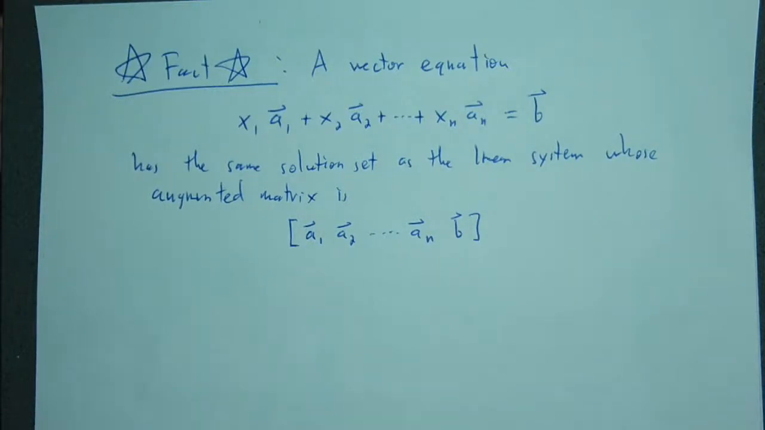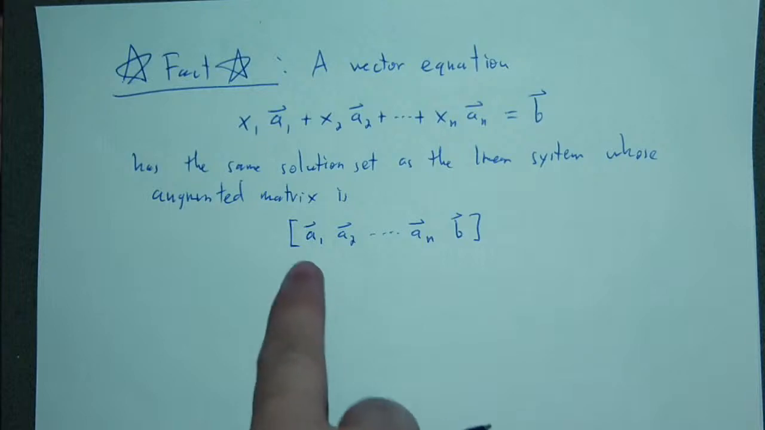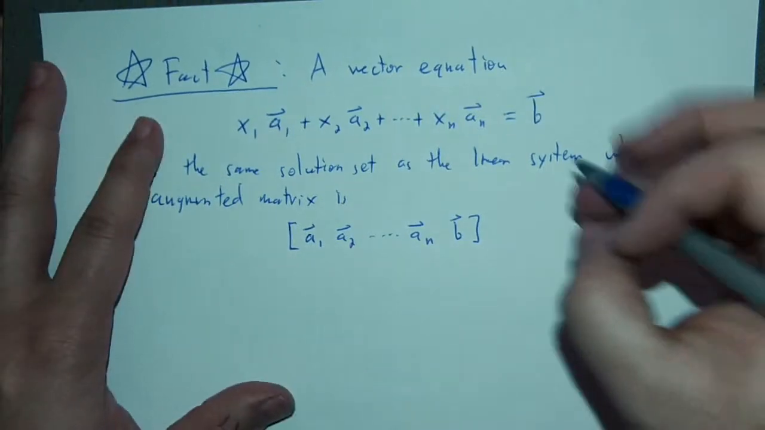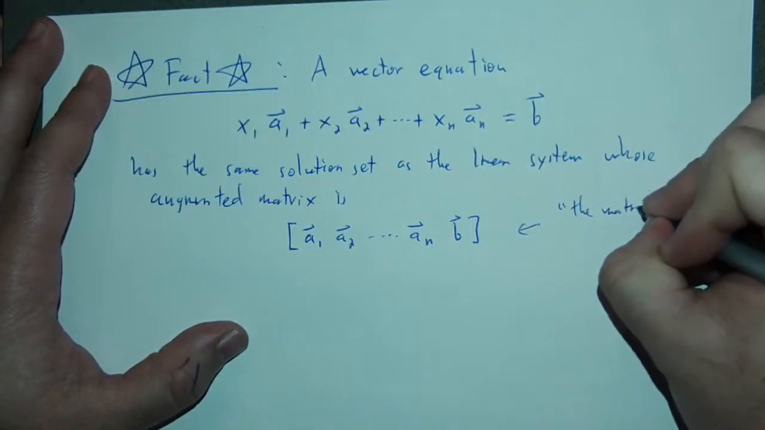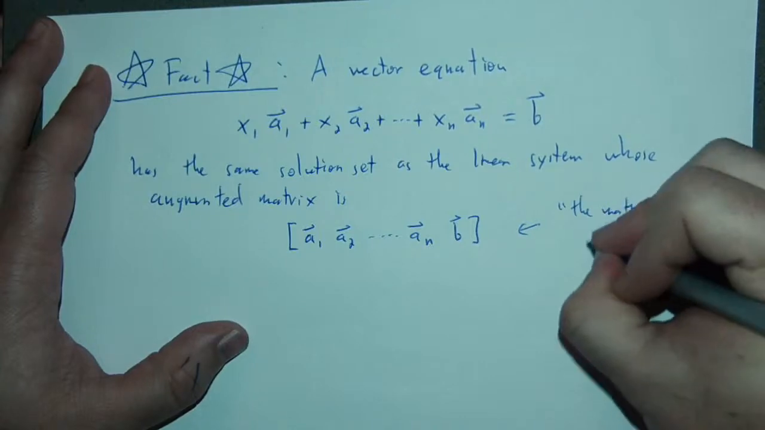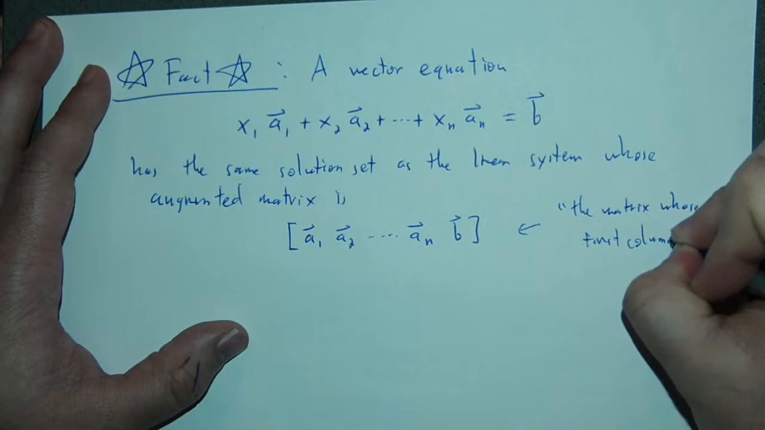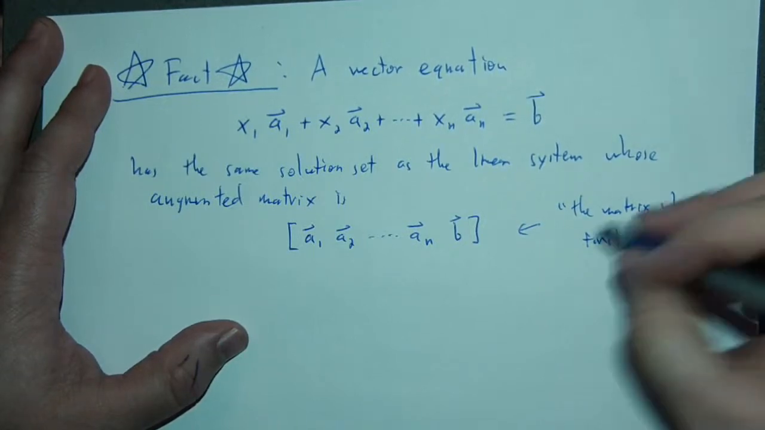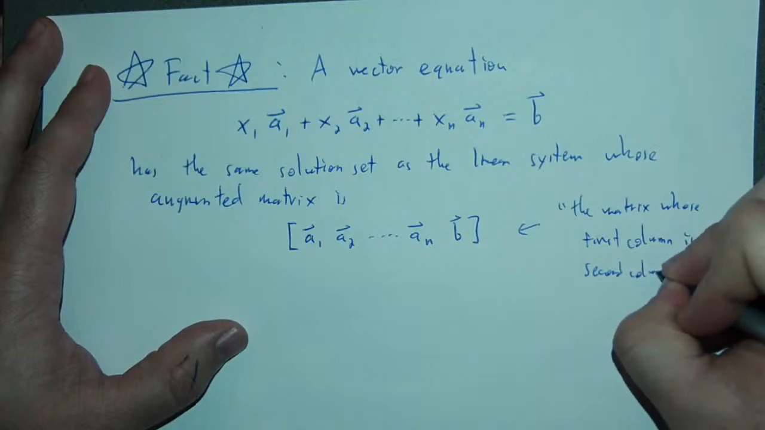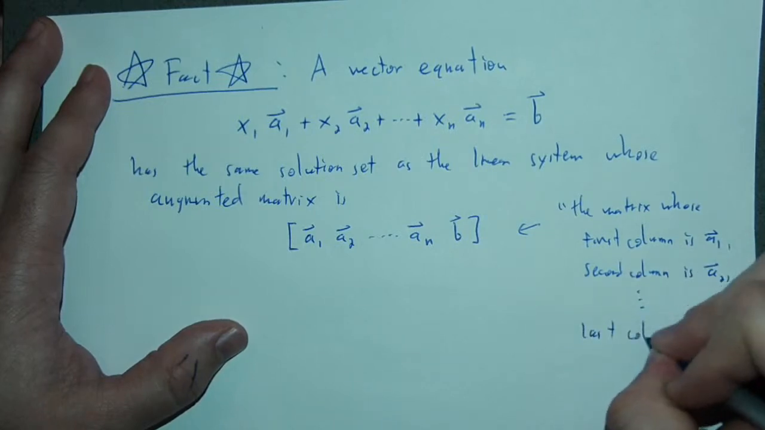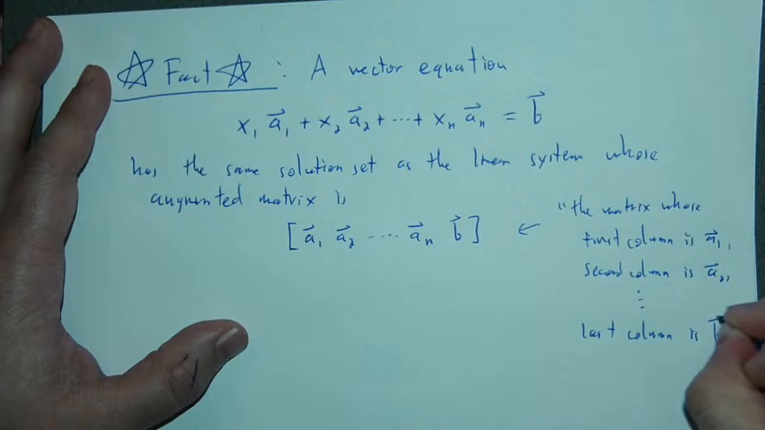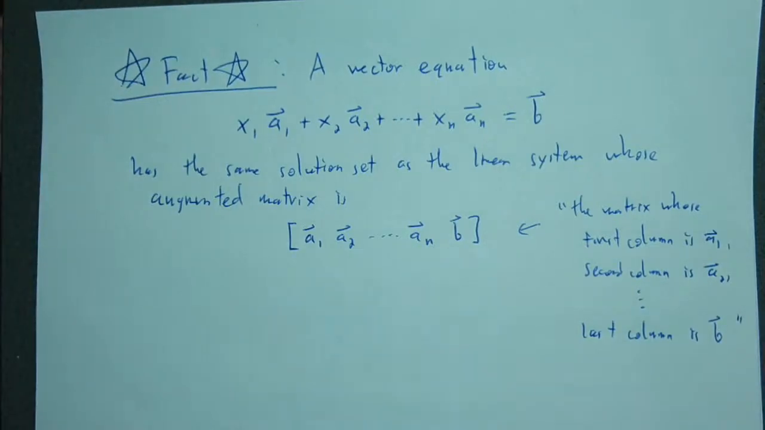When we write a matrix like this, what we mean is that the columns are these vectors. So this is the matrix whose first column is a sub 1, second column is a sub 2, and so on, and last column is b. So this is what we mean when we write this. This is just very convenient notation for us.